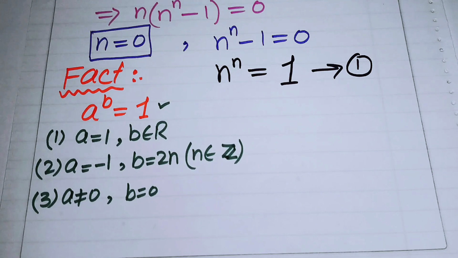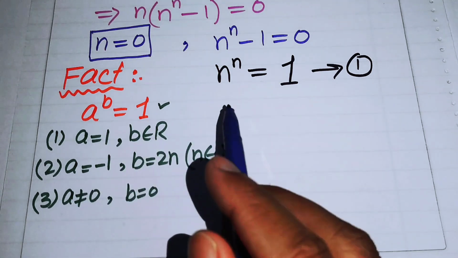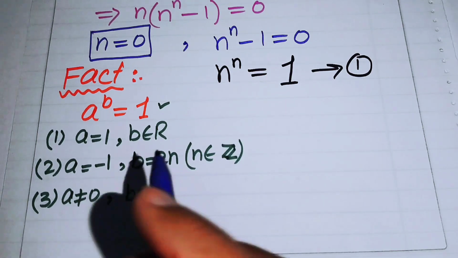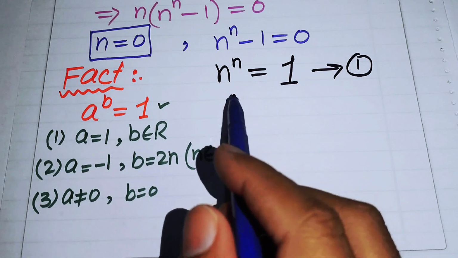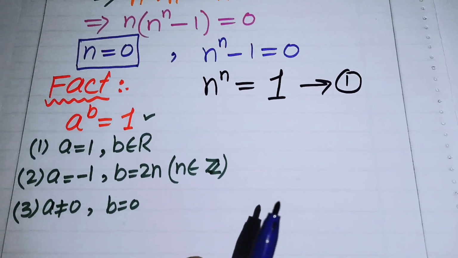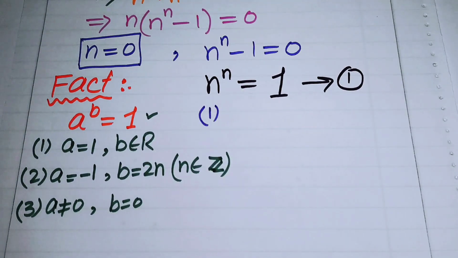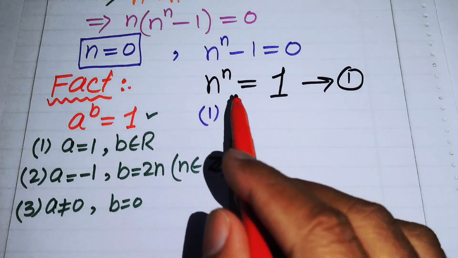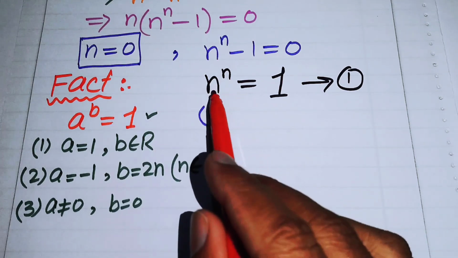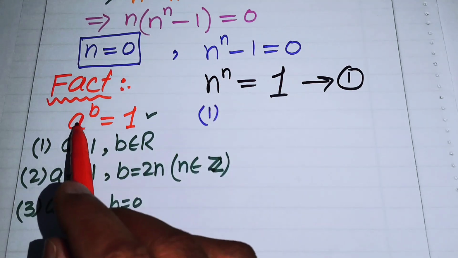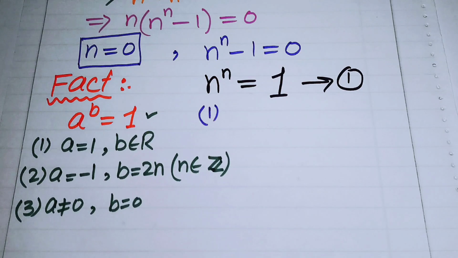So now we move towards our question, or our statement, which is n to the power of n equals 1. Now we can apply this nice fact on this expression, so that we get three solutions. The first solution looks like this: you see that we have n to the power of n. It means that a is n and b is n. So the values of a and b are the same in this expression.